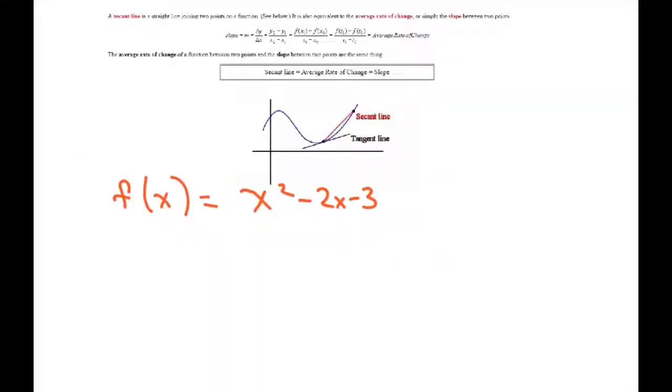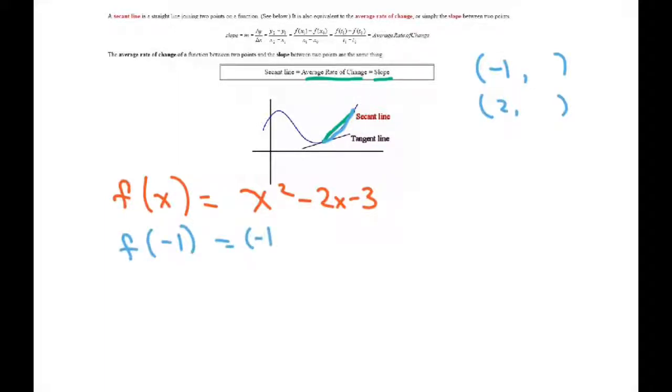So the first thing we need to do is find the average rate of change, which is basically this slope here. So you're doing the average rate of change of this curve right there. So we need to go from -1 to 2. So let's find what f of -1 is.